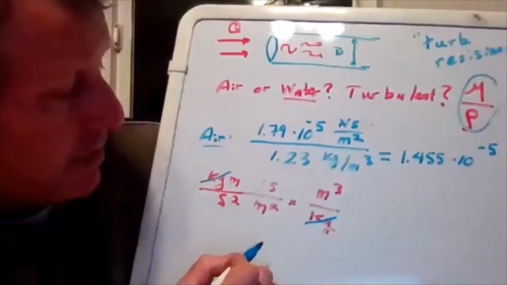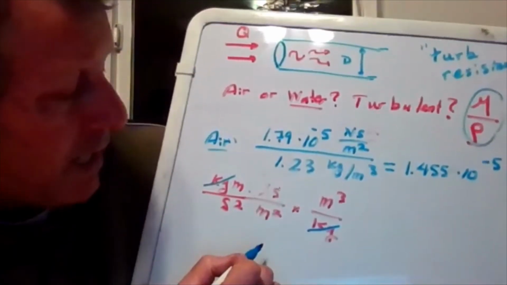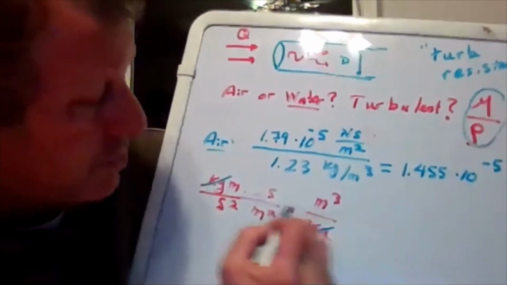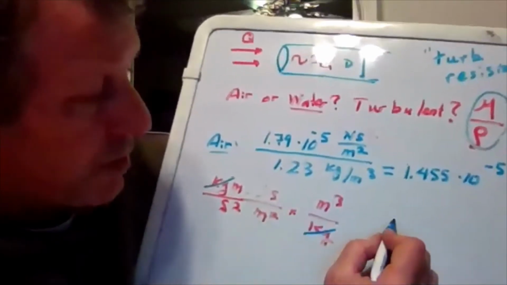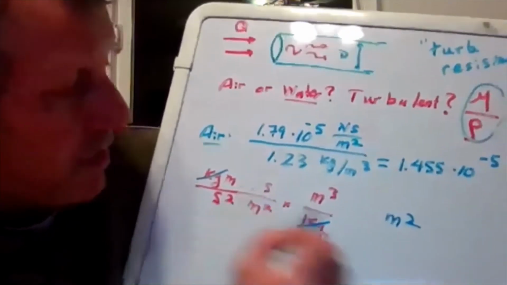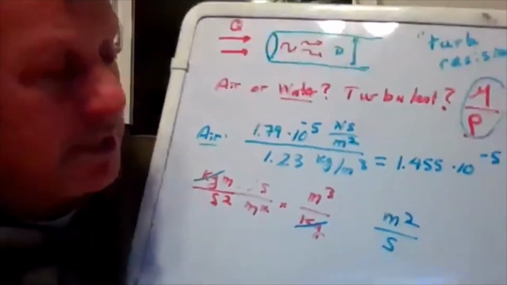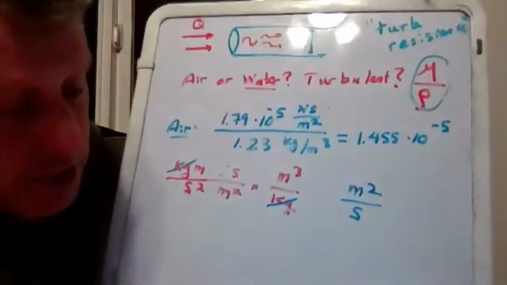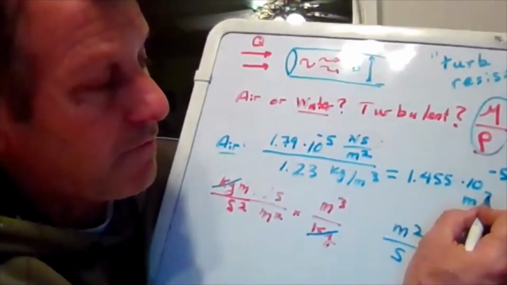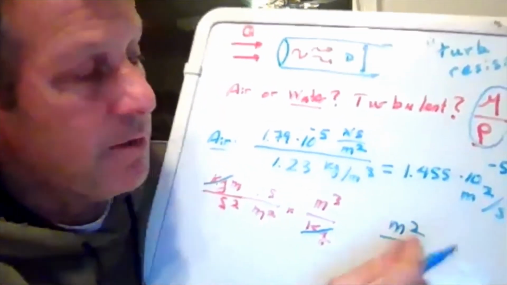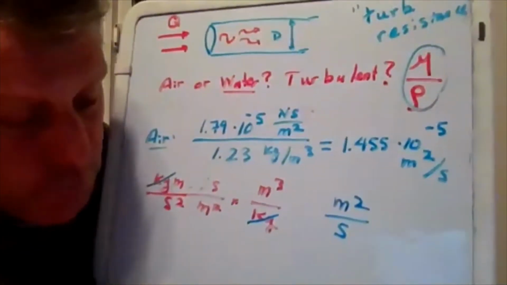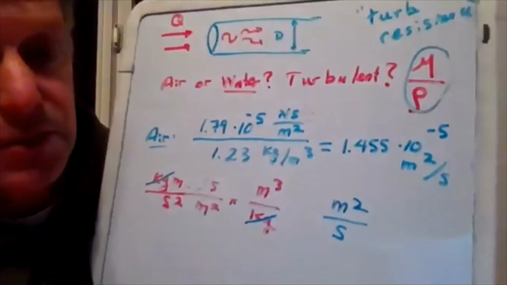Hopefully you've done it yourself, but I'm getting the kilograms to go. That's nice. I am getting a meter squared and a meter to the fourth, so meter to the fourth over meter squared leaves me with meter squared. And the last remaining unit is time, and I have seconds. So it is meters squared per second. And this answer right here is 1.455 times 10 to the negative fifth meters squared per second. That unit is hard to make sense of, but nonetheless, those are the units.